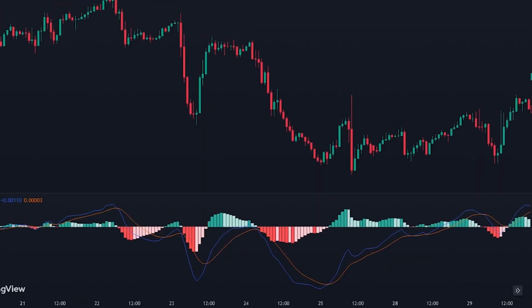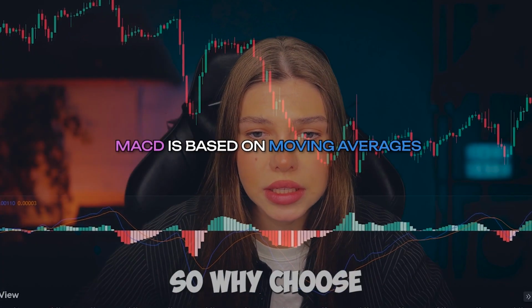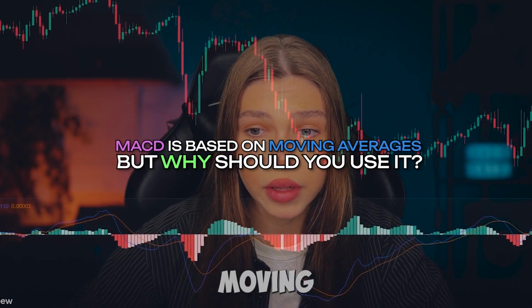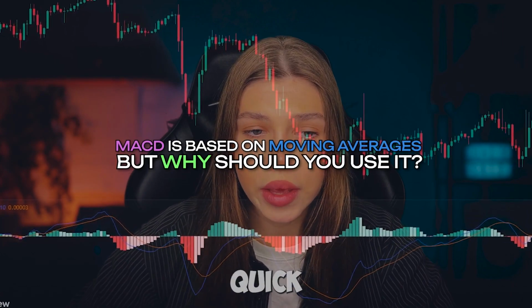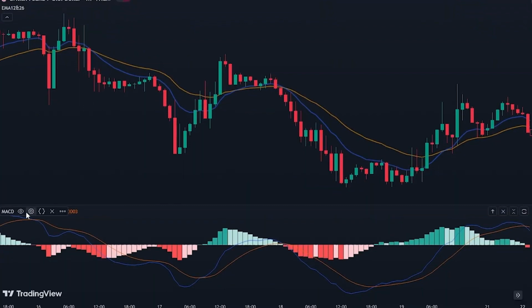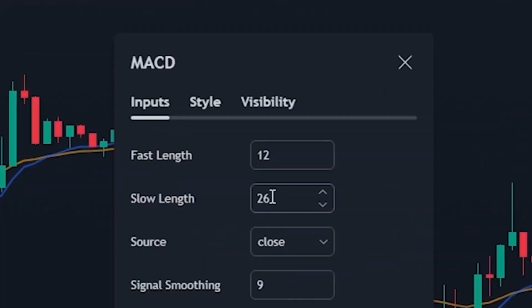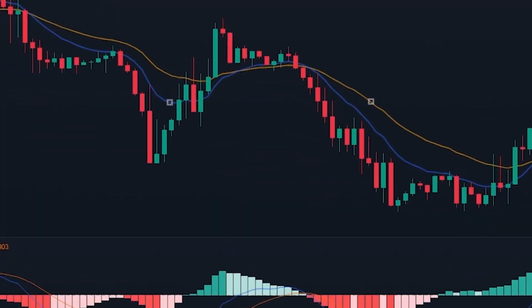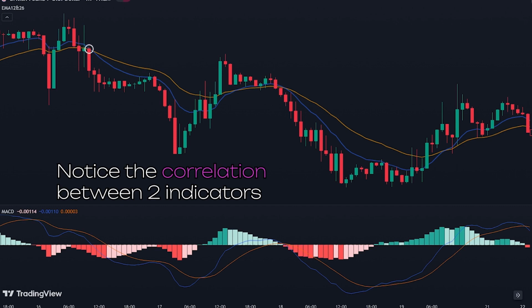We now know that the MACD relies on moving averages, so why choose the MACD over the moving average? Well, let me give you a quick comparison. So here we have the MACD set to default settings 12 and 26, and over here we have two exponential moving averages also set as 12 and 26. Notice the correlation between the two indicators. Whenever there is a crossover on the moving averages, a corresponding crossover occurs on the MACD, but it's between the MACD line and zero line.